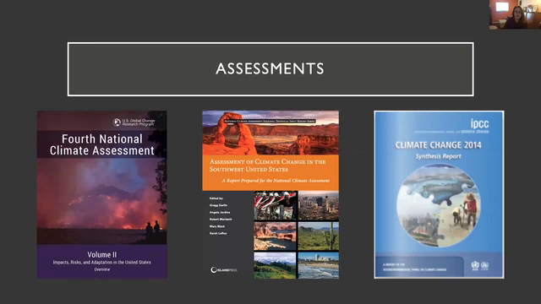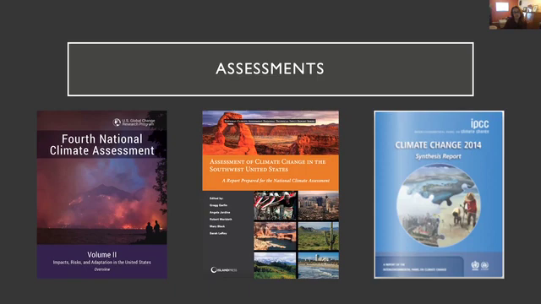And then lastly, I just wanted to mention assessments. So in addition to all of the climate services available, there are also a myriad of climate assessments that can prove useful in planning by providing past, present, and future climate information for your region of interest. So there are national assessments, such as the U.S. National Climate Assessment that's updated every 4 years, and many other countries have their own national assessment reports as well.